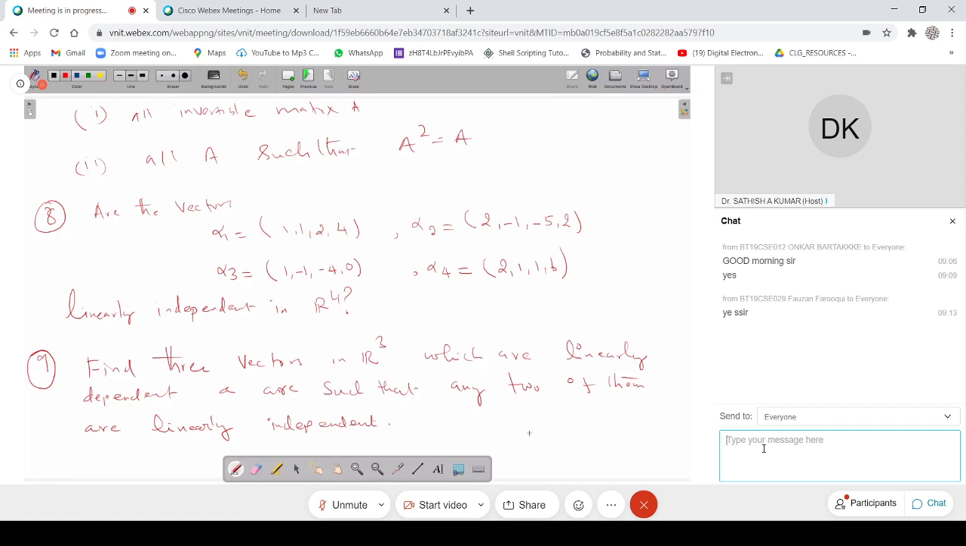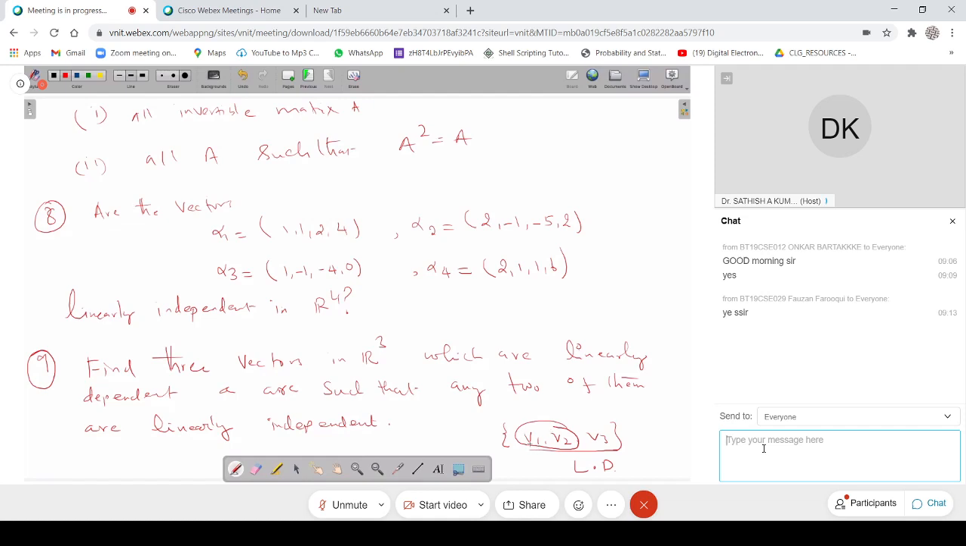Okay, suppose you choose what you want to consider. You have to consider three vectors v1, v2, v3. So three vectors means all these three vectors must be linearly dependent. First thing is that all these three vectors must be linearly dependent, but at least you have to make sure that any two of them are linearly independent.